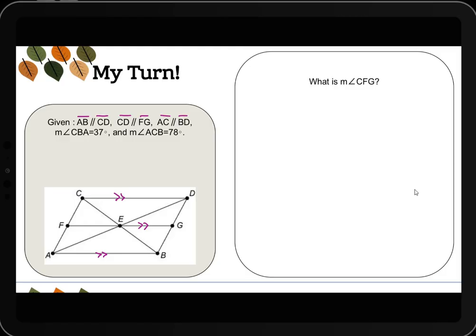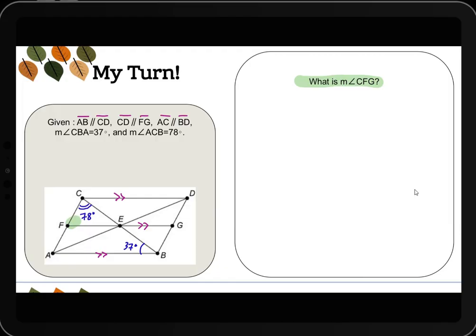CBA is this angle right here. And I'm going to use blue, and it's described as a 37-degree angle. Likewise, angle ACB, which is this angle right here, is described as a 78-degree angle. What we're trying to show is the measure of angle CFG. So I'm going to highlight that in green. CFG is this angle right here. We want to know what that angle actually is.